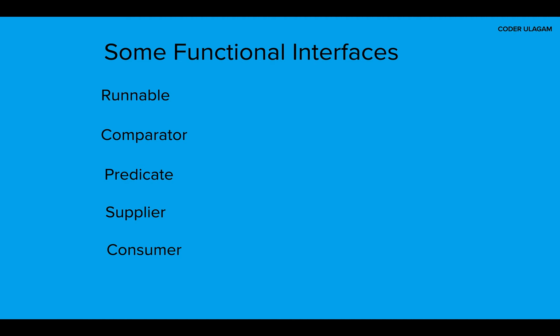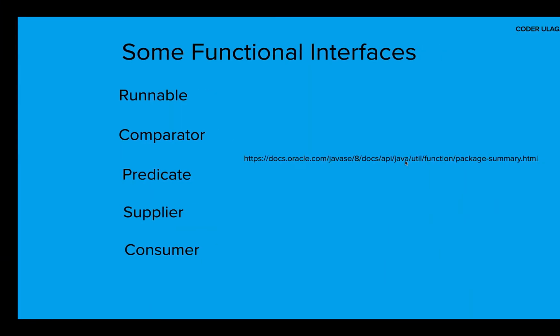These are new functional interfaces, and they're part of the java.util.function package. By default, each has one abstract method, and that's what we are going to implement in a Lambda expression. Of course, this is not the complete list. There are a ton of functional interfaces. This is a link where you can find all the functional interfaces.